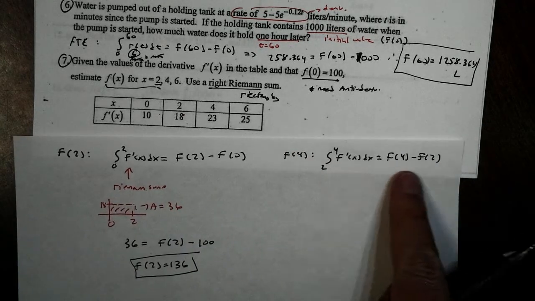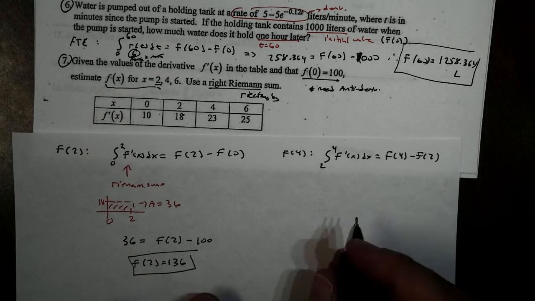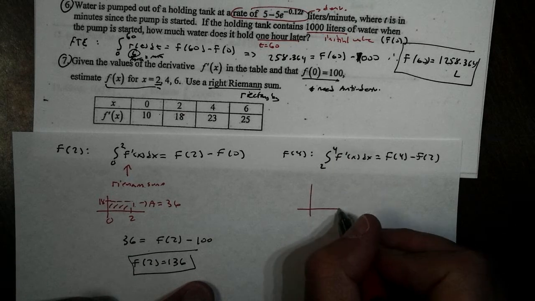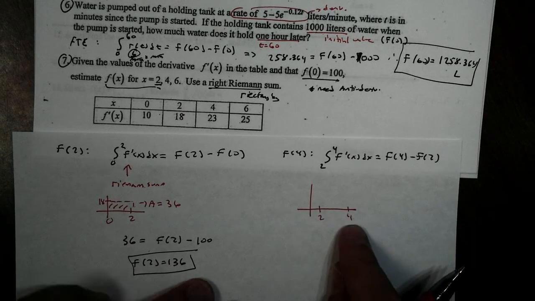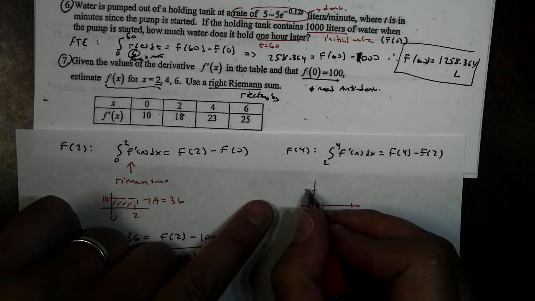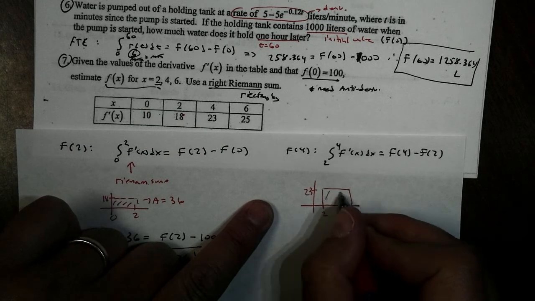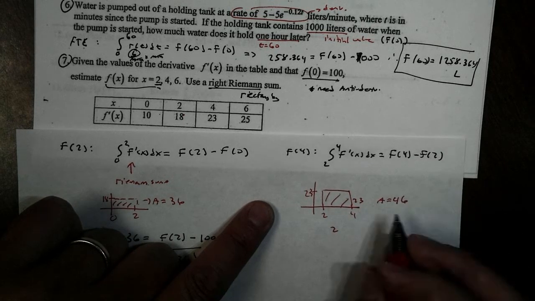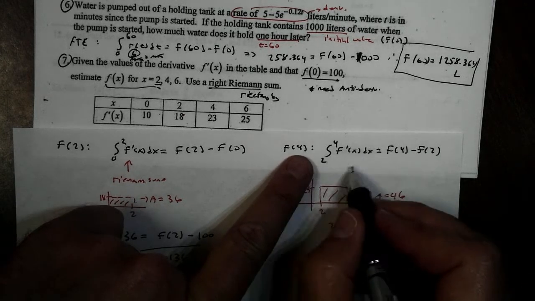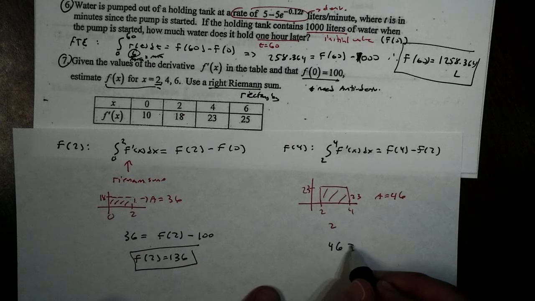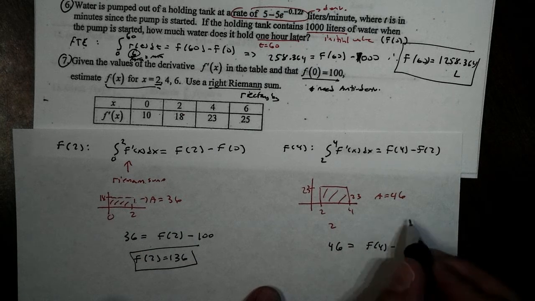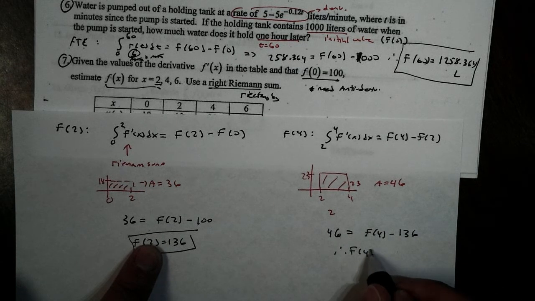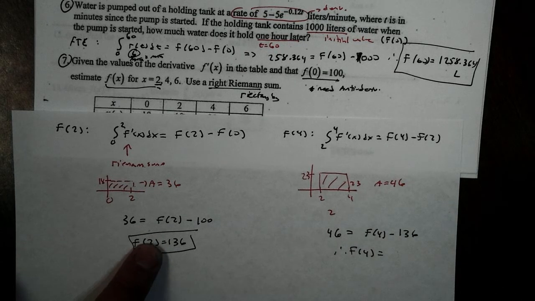I'm always going to put down my chart here. If I do the area now between 2 and 4, that's the only part I'm interested in right now. Between 2 and 4, 4 is on the right. It has a height of 23. So this whole area, which has a base of 2 and a height of 23, is of course 46. So my area, which we just said was 46, equals f of 4 minus f of 2, which we said was 136. Therefore, f of 4 is just going to be 136 plus 46.